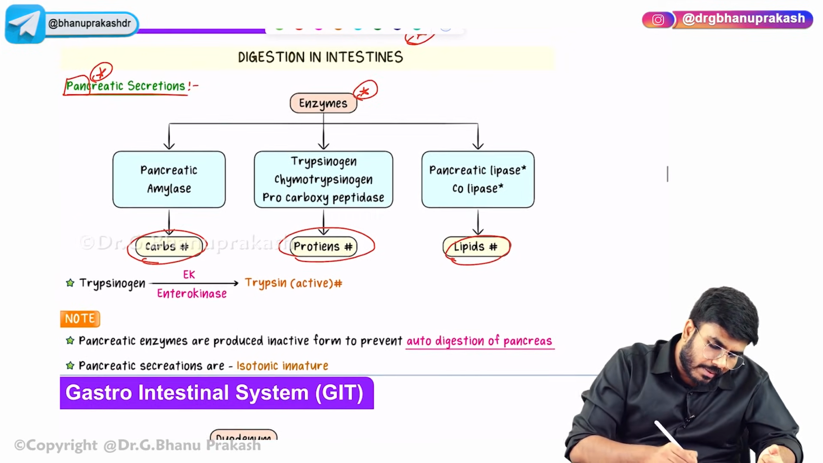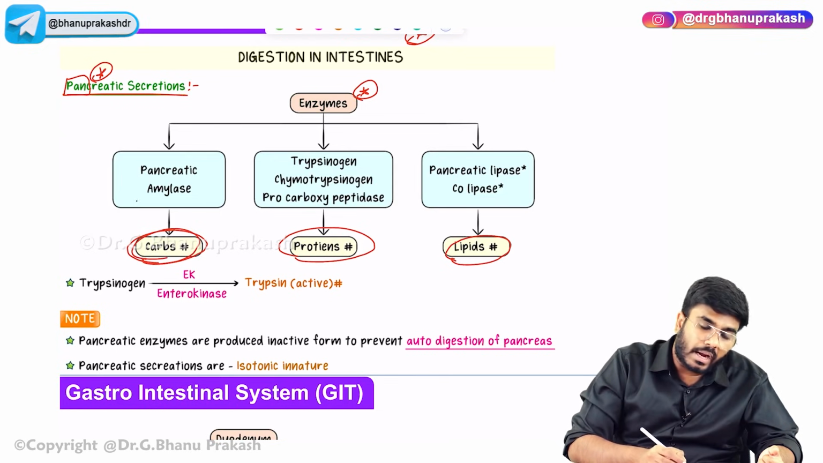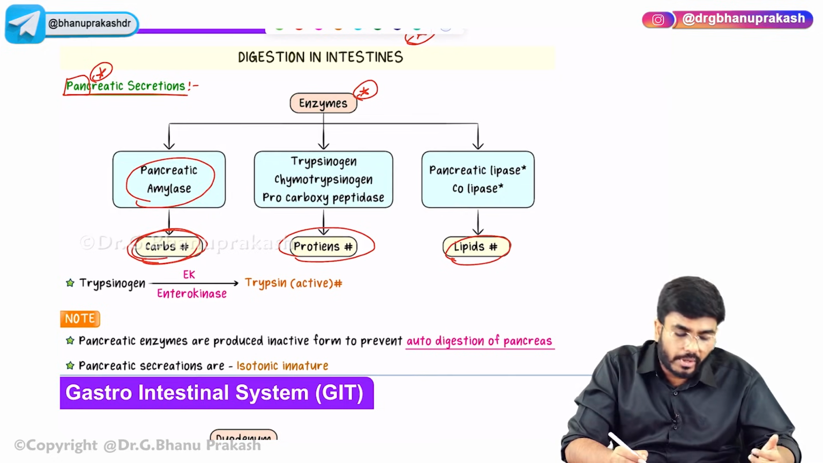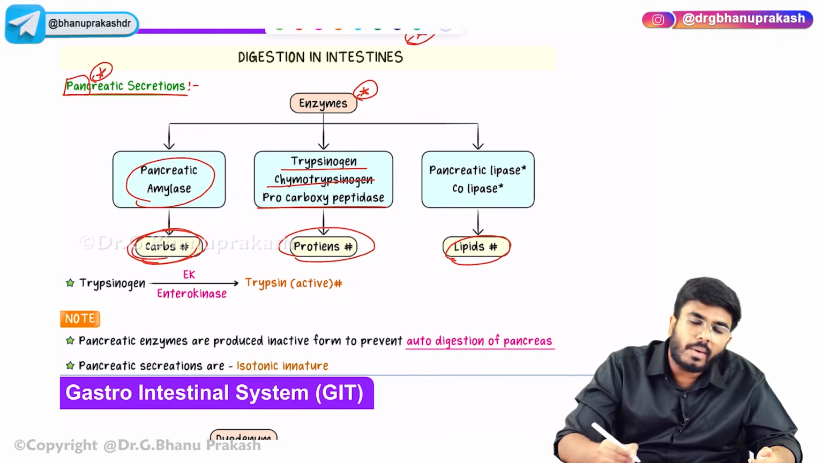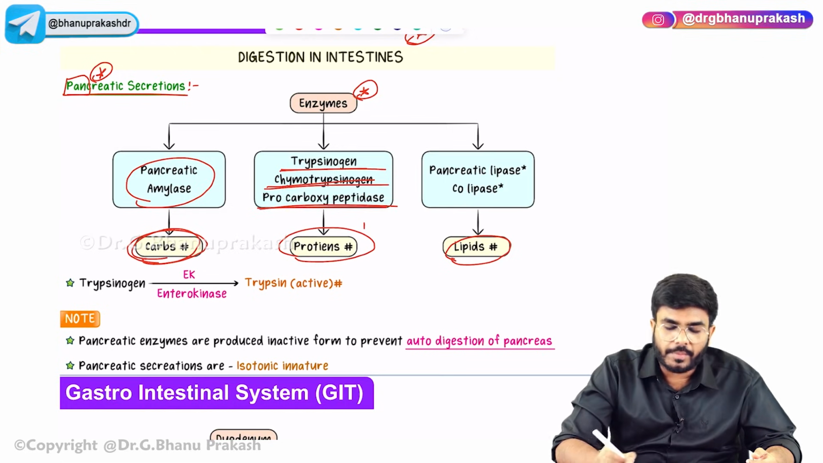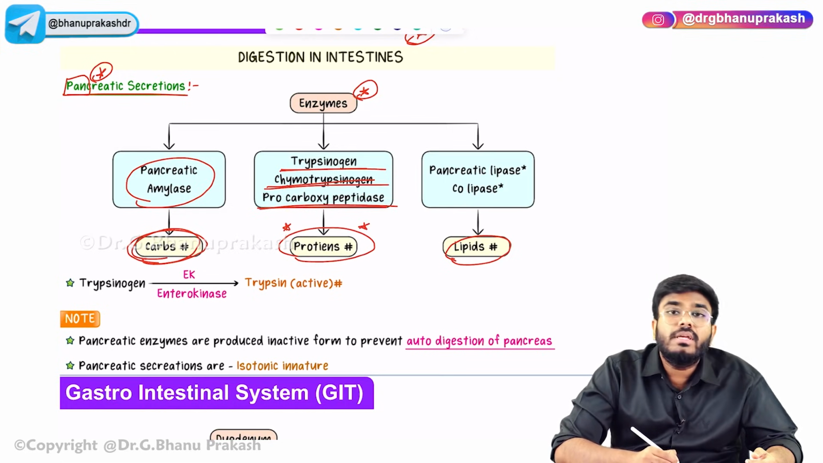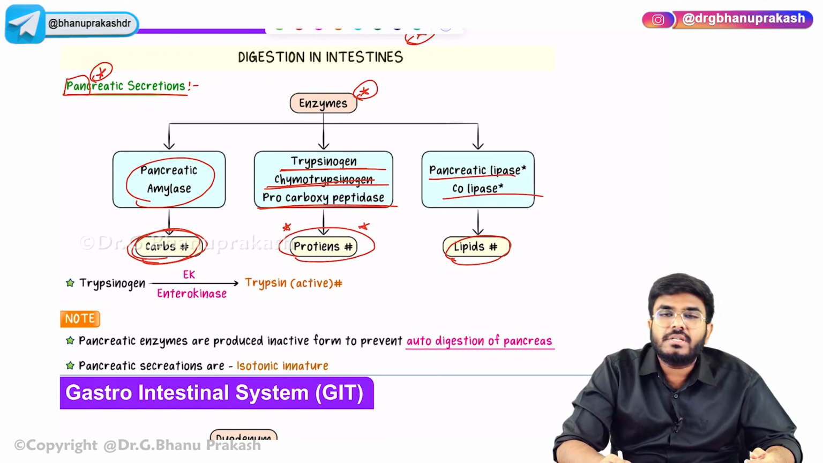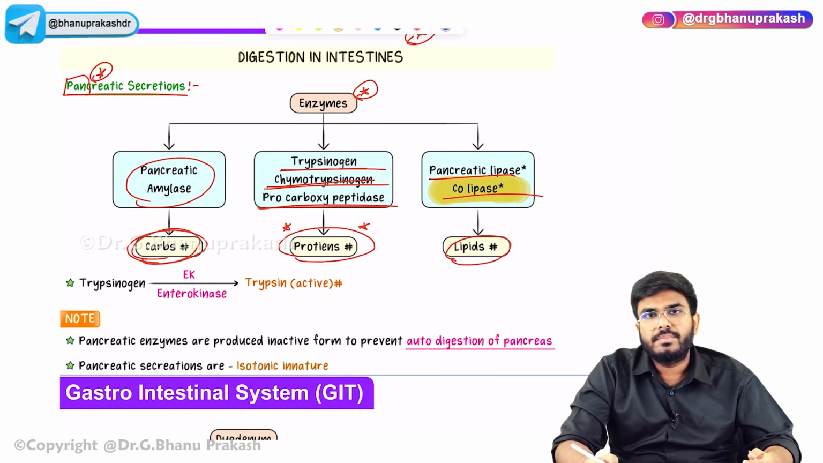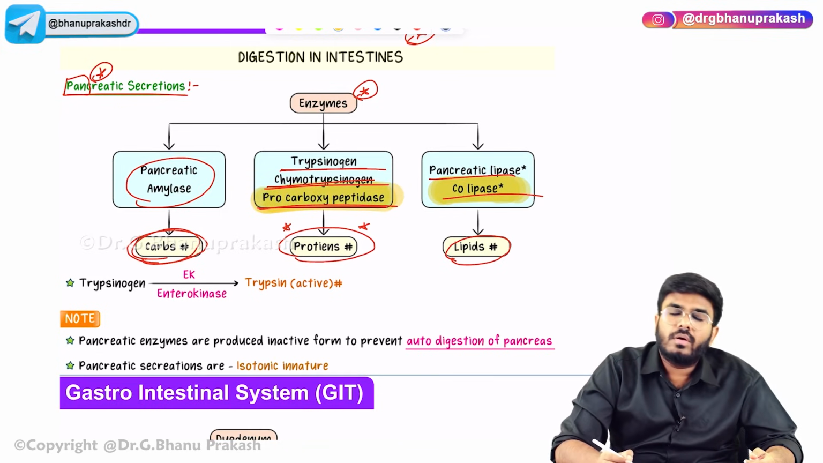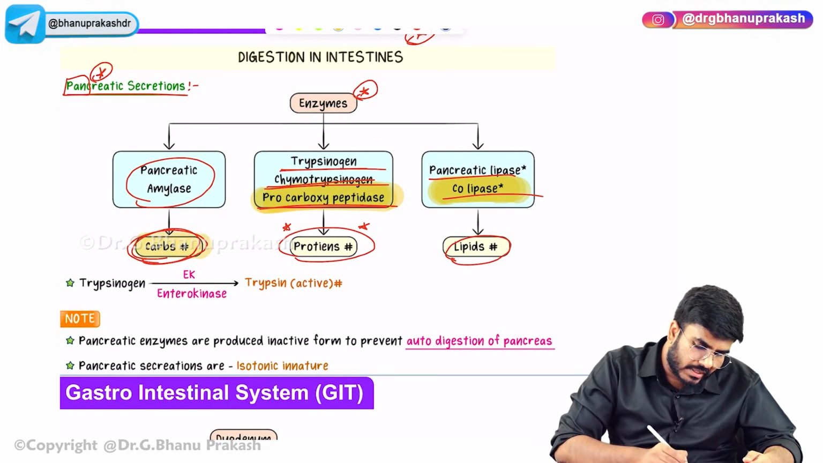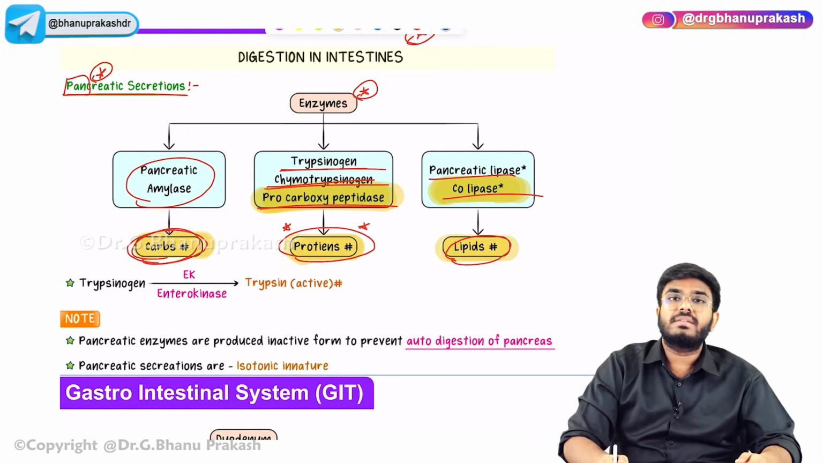For example, carbohydrates are digested with the help of pancreatic amylase. Trypsinogen, chymotrypsinogen and procarboxypeptidase digest proteins. Next, pancreatic lipase and colipase. This is an MCQ: colipase is produced by the pancreas. Procarboxypeptidase is produced by the pancreas. So these enzymes digest carbohydrates, proteins as well as fats.